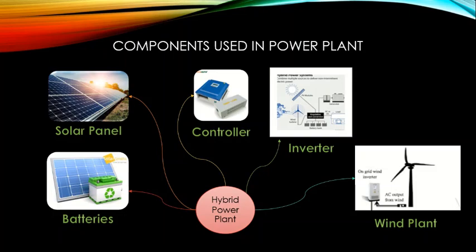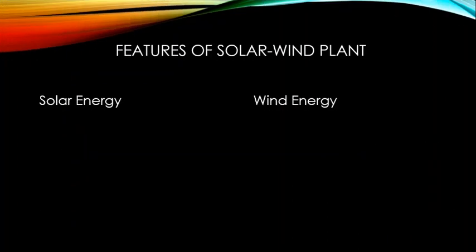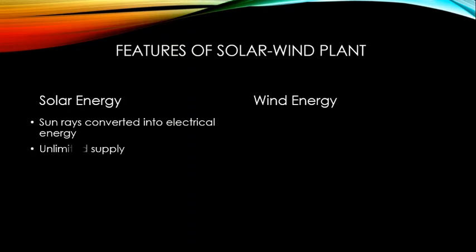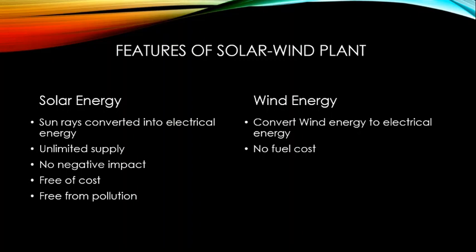Then we will see their features. So first one, solar energy. Sun rays are converted into electrical energy. It has unlimited supply of energy. It has no negative impact. It is free of cost. And this energy is free from pollution. Next one, wind energy. It converts wind energy into electrical energy. It has no fuel cost and it is also free from pollution.